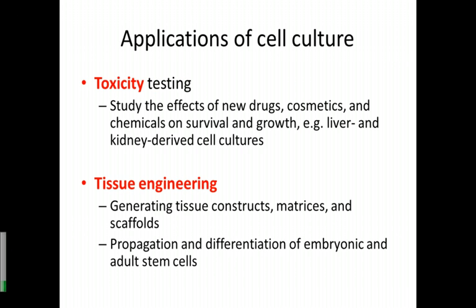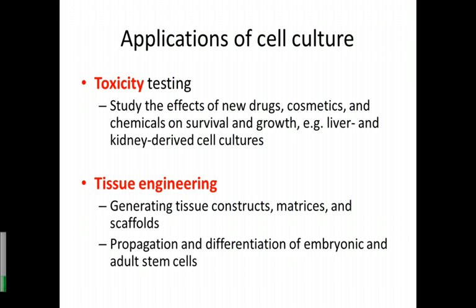So cells can also be used for toxicity testing. It's particularly useful for predicting the adverse effects of some chemicals or drugs. So it gives a predictive acute toxicity profile using the cell cultures. In this case, you can use the liver cultures or the kidney-derived cell cultures because they have a role in the metabolism of chemicals.